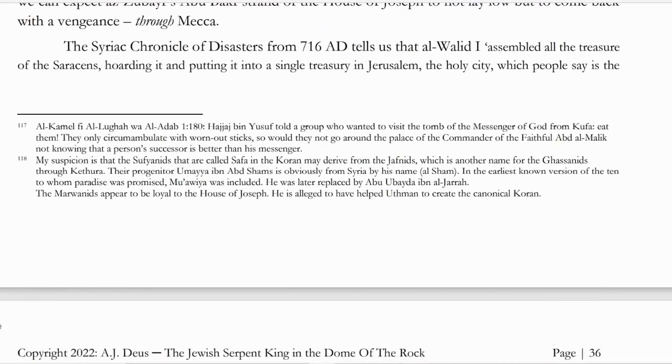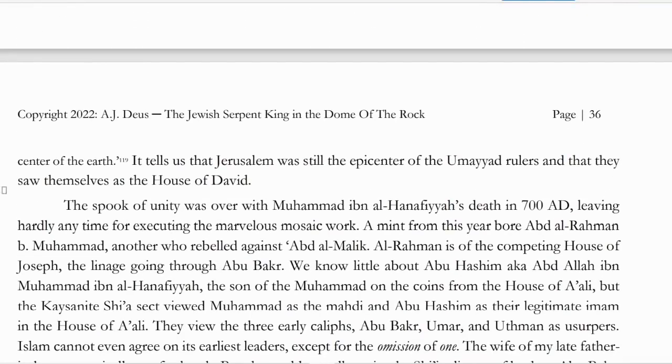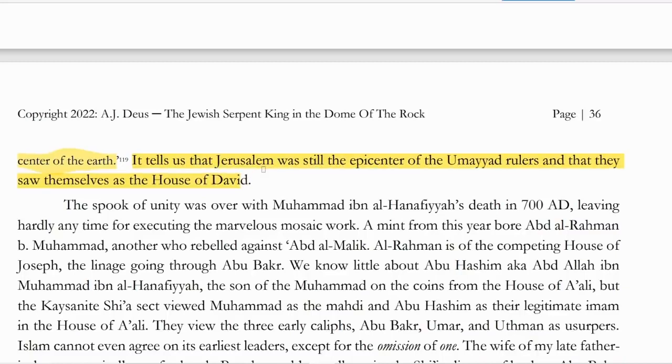An interesting little detail here, which I will highlight, is the Syriac Chronicle of Disasters from 716 AD tells us that Al-Walid I assembled all the treasure of the Saracens, hoarding it and putting it into a single treasury in Jerusalem, the holy city, which people say is the center of the earth. Now, how does that tally with the idea that Mecca was the center at that time? So it tells us that Jerusalem was still the epicenter of the Umayyad rulers, and that they saw themselves as the house of David.